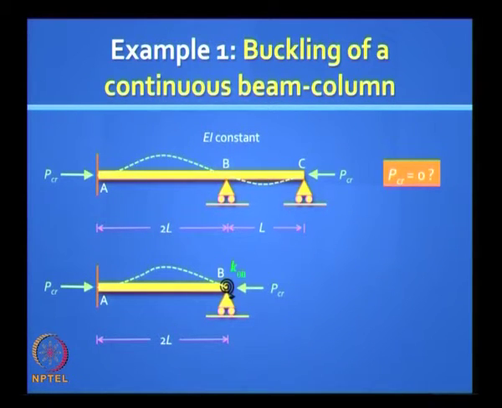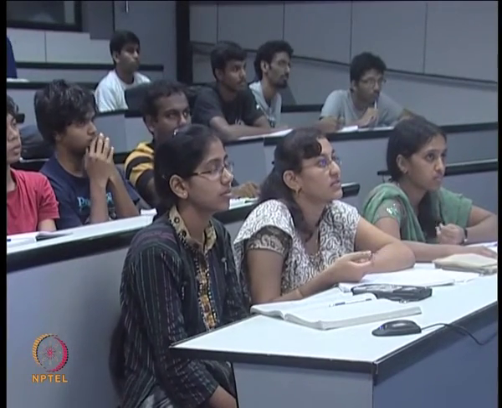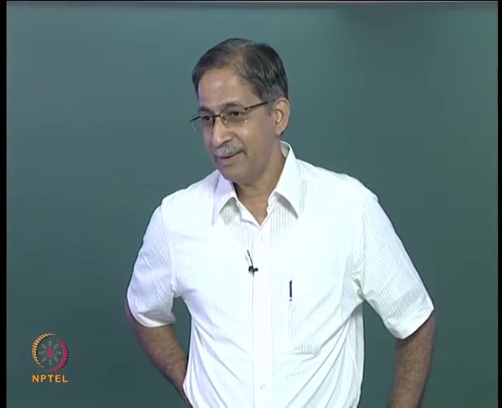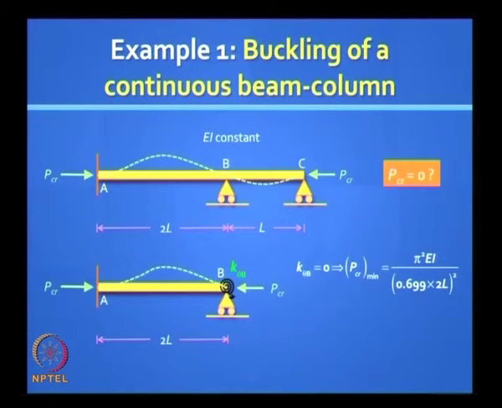What are its extreme values? Of the stiffness of the spring: 0 and infinity. If the spring stiffness is 0, what is P critical? The effective length is at least 0.7 L, or more accurately 0.699 L. If K is infinite, it is 0.5, that is it, you are good. So 0.699, with the length here being 2L, and the other value is 0.5. That is all you have to remember, very easy, got it.